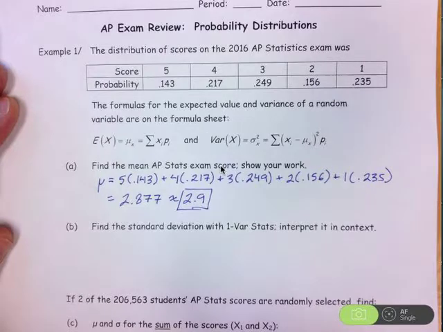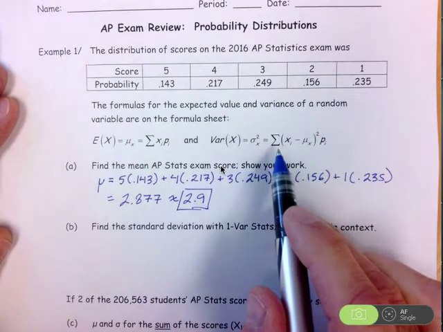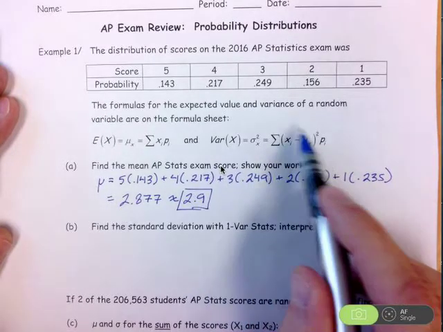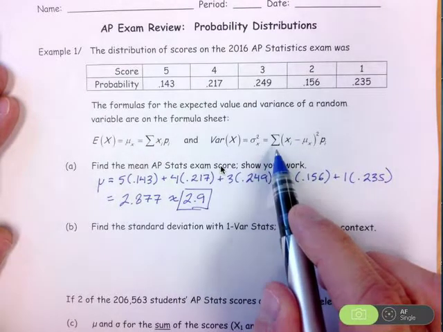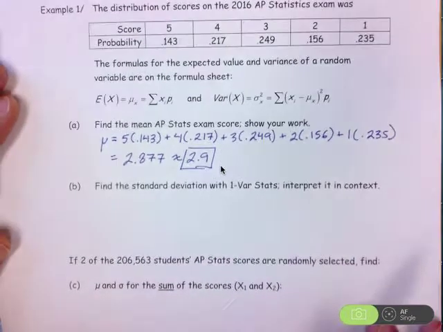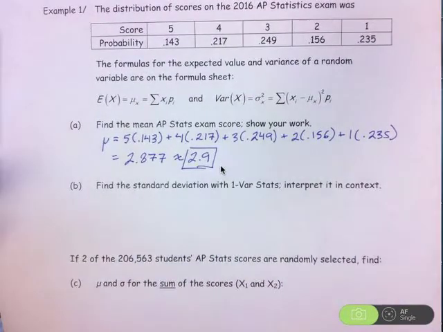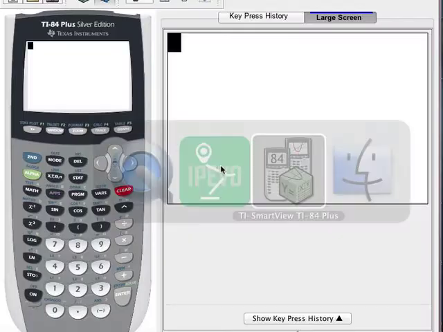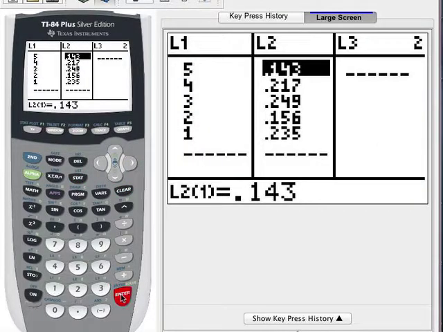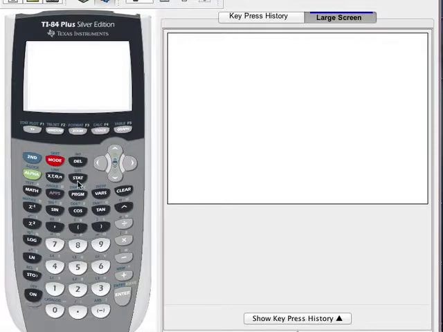So to find the standard deviation, this is the formula for variance that's available on your formula sheet. This is the square of the standard deviation. This isn't something typically that you would have to do by hand, but this is something that's quite easy to do using the one variable stats command. So on my calculator, I have entered the outcomes into list 1 and the probabilities in list 2, and those probabilities are essentially the frequencies of those outcomes.